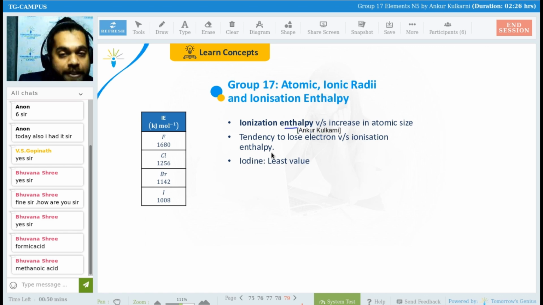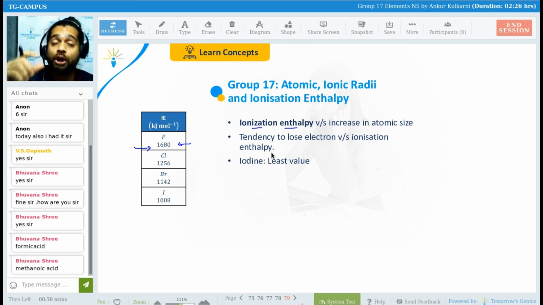Then ionization enthalpy. Enthalpy is nothing but energy. Ionization means tendency to remove one last electron. So obviously non-metals, they do not like to give away the electron, they like to take the electron. So the ionization enthalpy is very, very high. It is difficult to remove the electron. So if it is difficult, that means more energy is required.